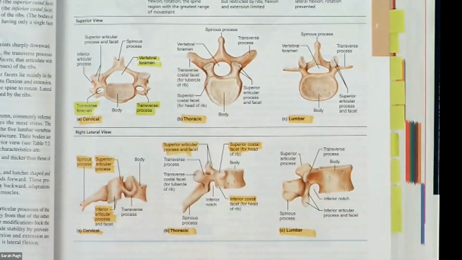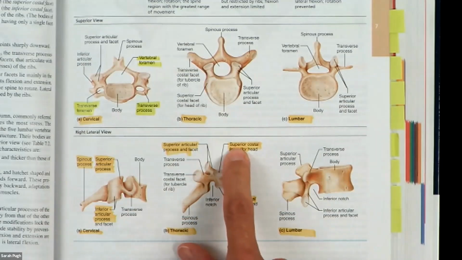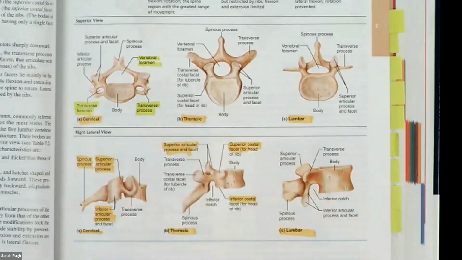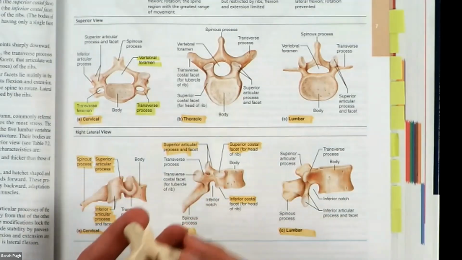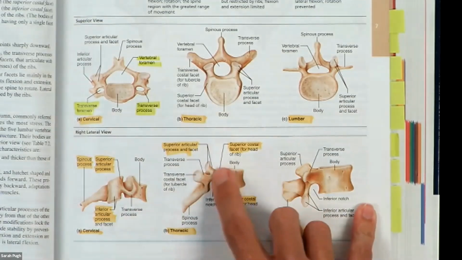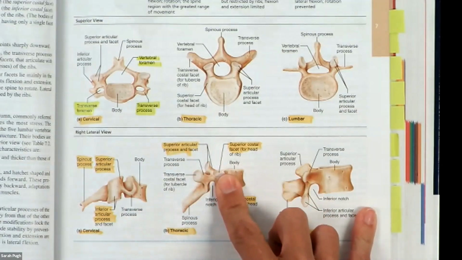Now, a lot of these structures we've already talked about. The one that we did not talk about is on the thoracic vertebrae. The thoracic vertebrae has something called the inferior and superior costal facet. So costal means rib. And remember, we have 12 ribs and 12 thoracic vertebrae. So your thoracic vertebrae actually have a place on them where the ribs can sit. So they connect in the back to the thoracic vertebrae.